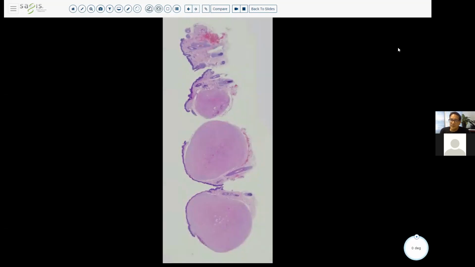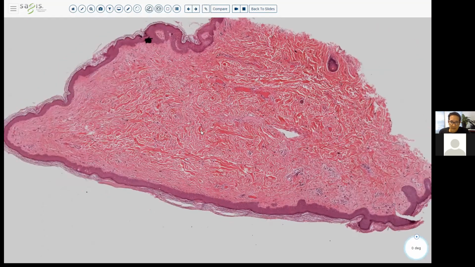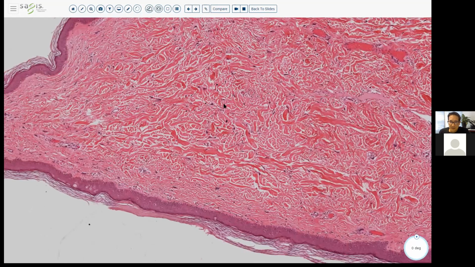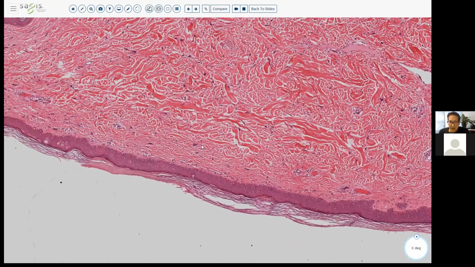Okay. Someone asked, could this be TMEP? No, this is not TMEP. The cells are too pleomorphic, and these are not mast cells.